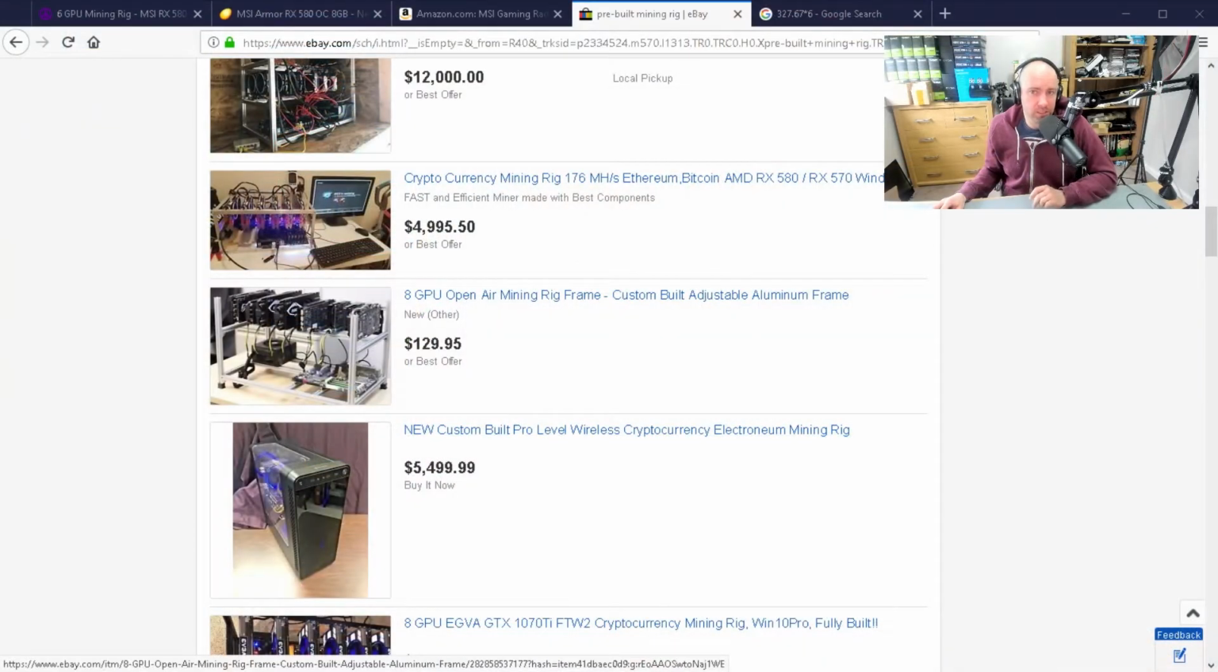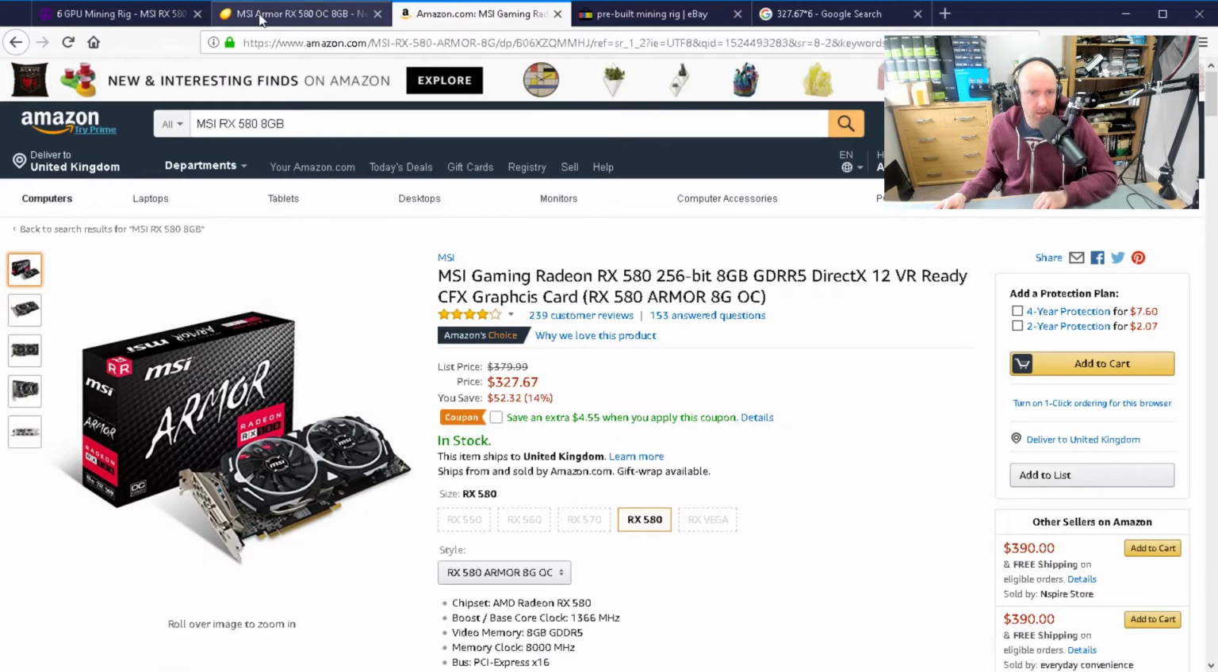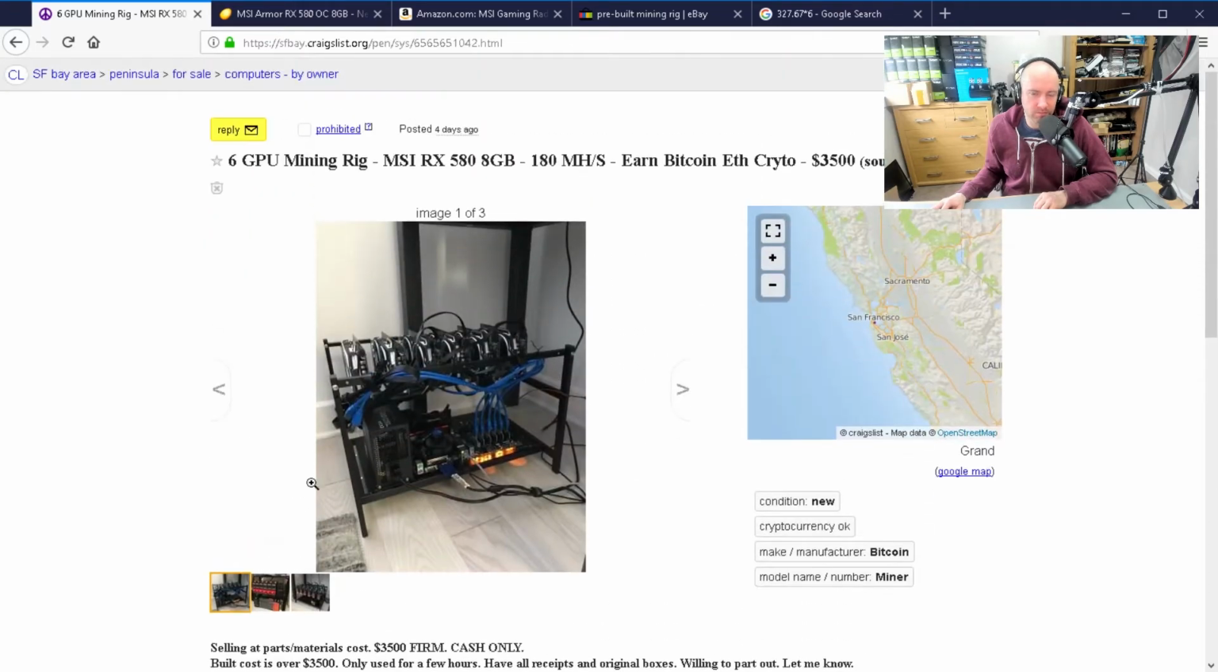All the ones I've seen are overpriced. So maybe you can get lucky, guys. Maybe you could find a pre-built mining rig that's good value. You can get bargains in some cards. If you look on eBay and all that, you may be able to find some cards secondhand that are cheap. But these kind of pre-built ones, they're always way, way overpriced. So I wouldn't recommend going for them.